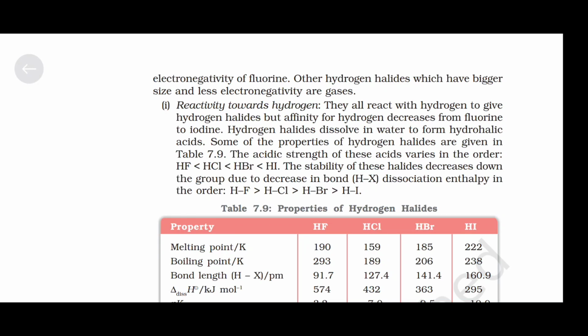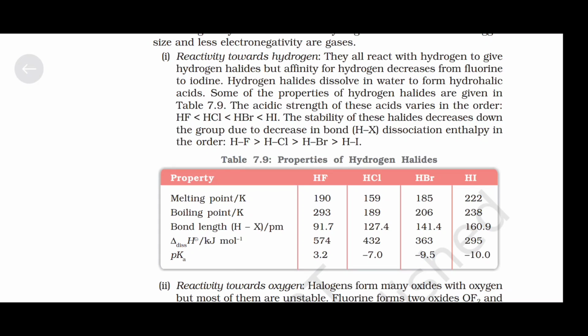Reactivity towards hydrogen. They all react with hydrogen to give hydrogen halides, but affinity for hydrogen decreases from fluorine to iodine. Hydrogen halides dissolve in water to form hydrohalic acid. Some of the properties of hydrogen halides are given in table 7.9. The acidic strength of these acids varies in the order HF less than HCl less than HBr less than HI. मतलब HI क्या है? It has the greatest acidic strength.